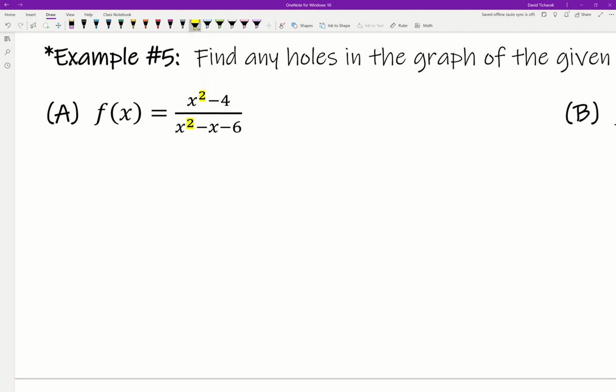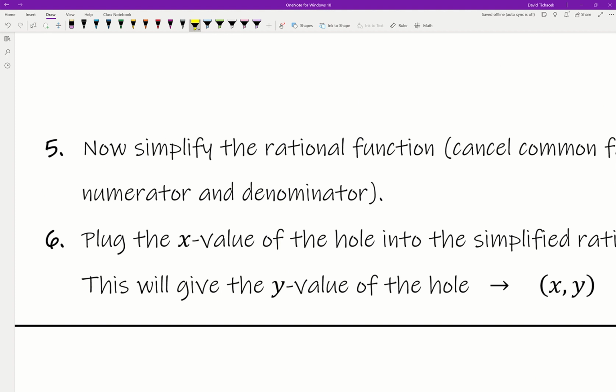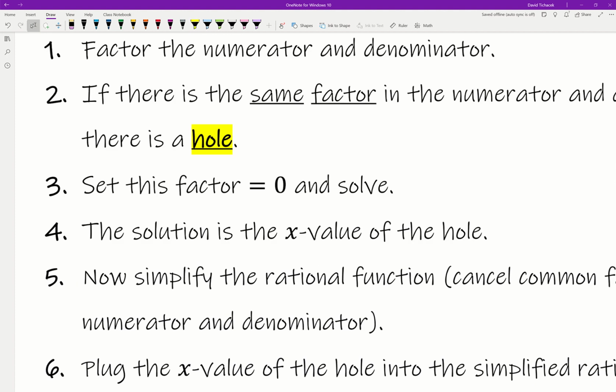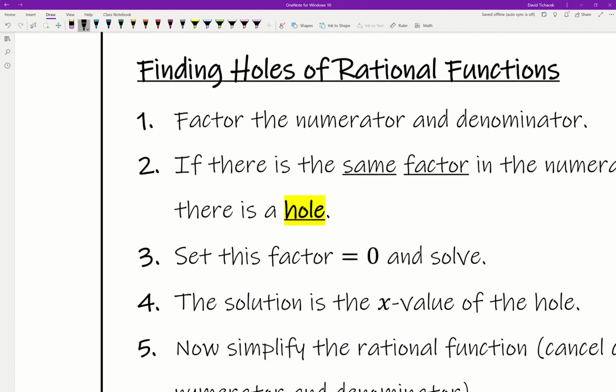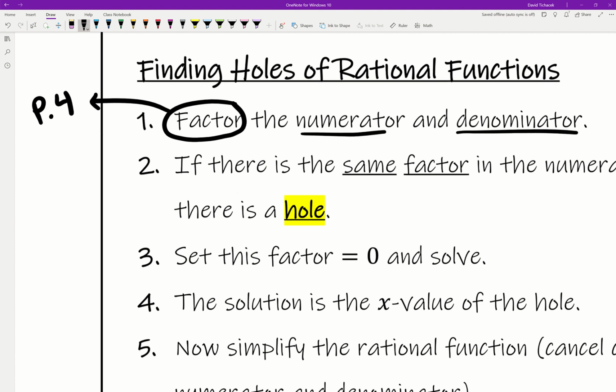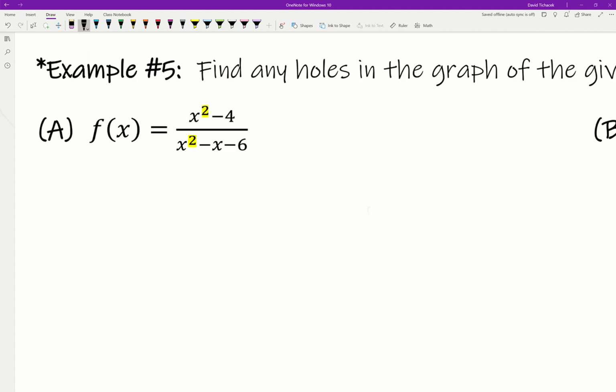And if you read the guidelines from up above, the first step in order to find your holes in this graph is step 1, it's going to say to factor the numerator and denominator. So we are going to need to remember how to factor polynomials. That's something that we've talked about in previous videos, and so if you want to go back and reference that, that would be your section P.4 videos. We are going to have to factor the numerator, which is the top, and the denominator, which is the bottom. And so let's just do that really quickly.